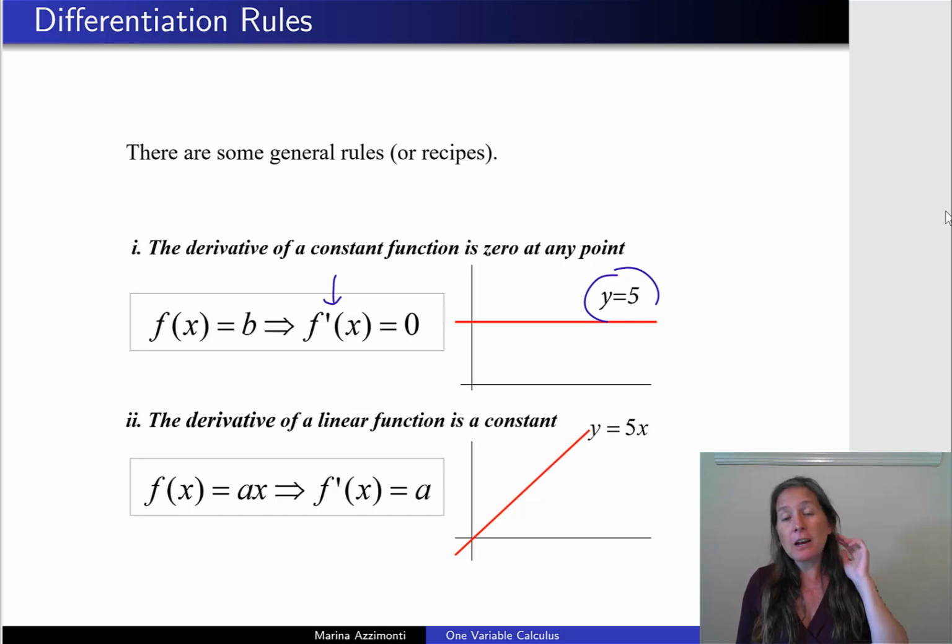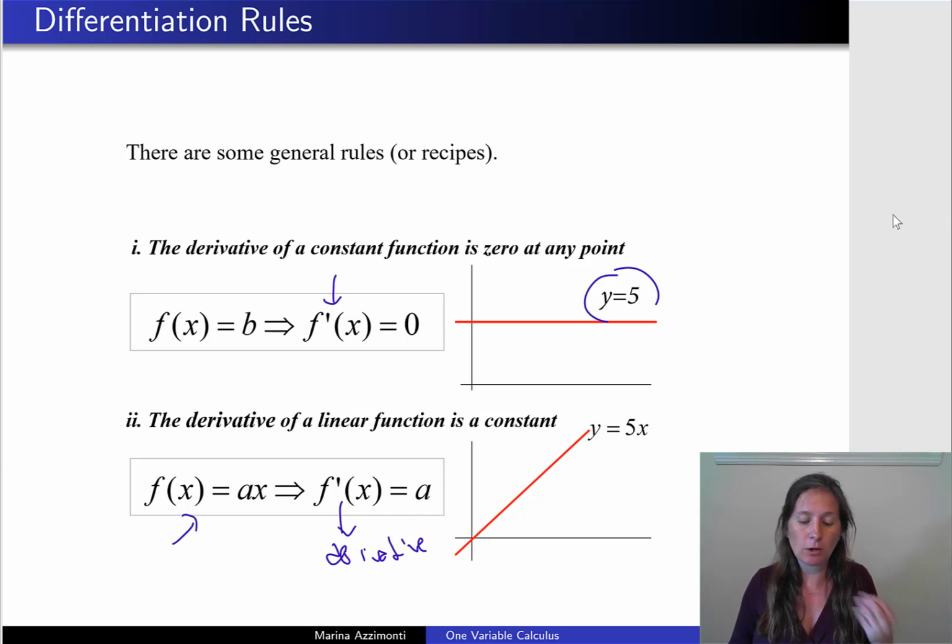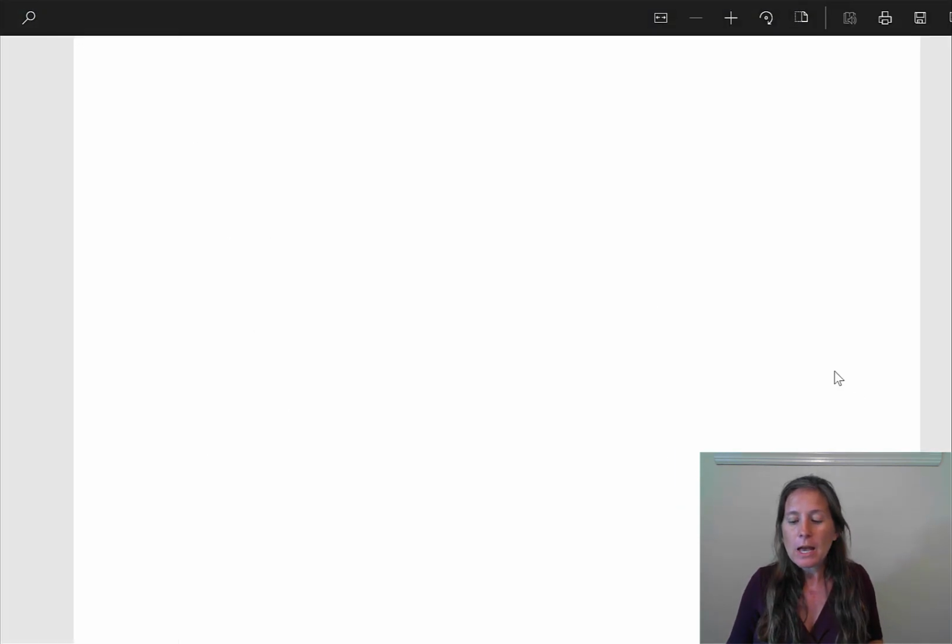Now, the derivative of a linear function is a constant, and it's basically the slope. We've seen this before. So if our function is a linear function a times x, the derivative is just going to be the value of the slope, which we've been using with the notation of a. So in this particular example, the derivative of this straight line is just going to be the number 5. Okay, so these are two that are straightforward.